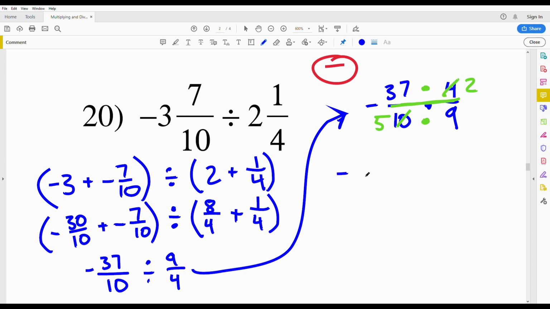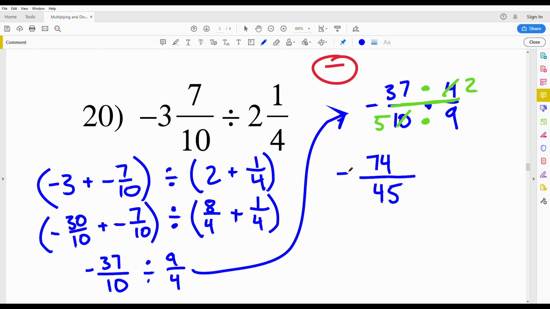So negative times positive, we know we're going to have a negative. 37 times 2, that's going to be 74. And if you want to double check, 37 times 2, 7 times 2 is 14. Carry the 1, 3 times 2 is 6, plus 1 is 7. All over, so negative 74 over 45. 5 times 9 is 45. And if you want to know how I multiplied 5 and 9 so easily, check out my video where I show you a cool finger trick for multiplying by 9.